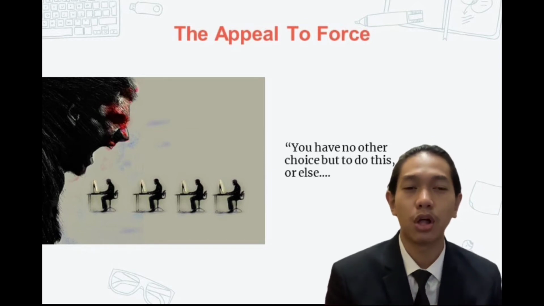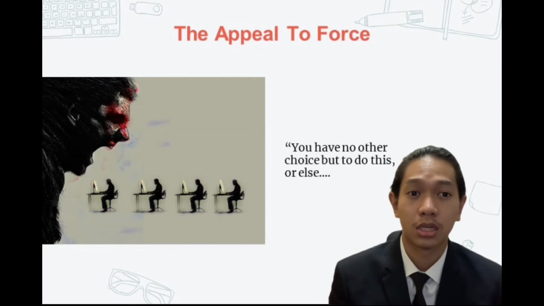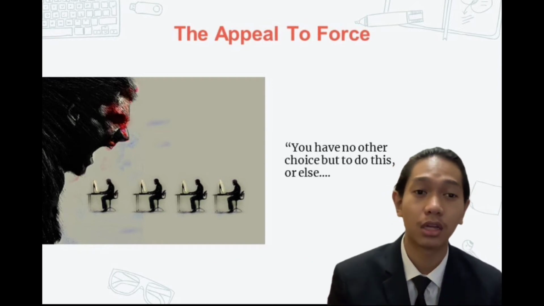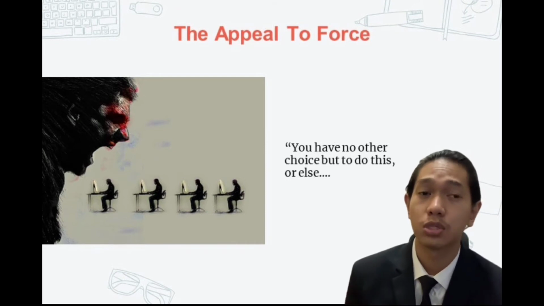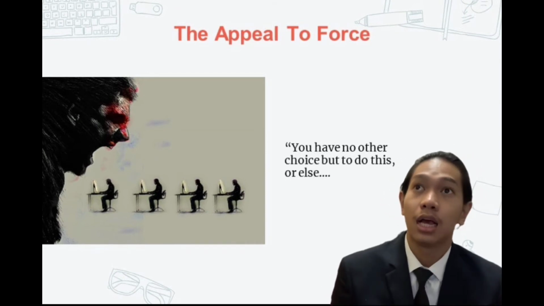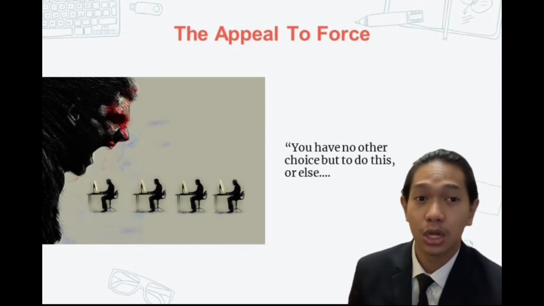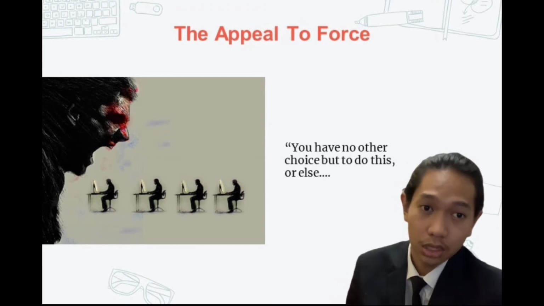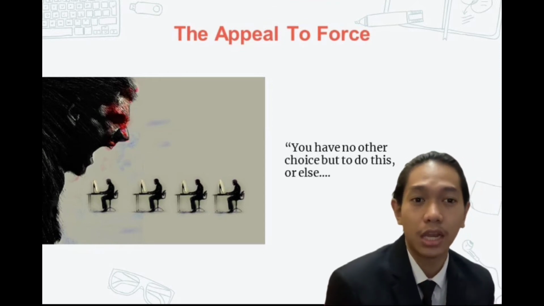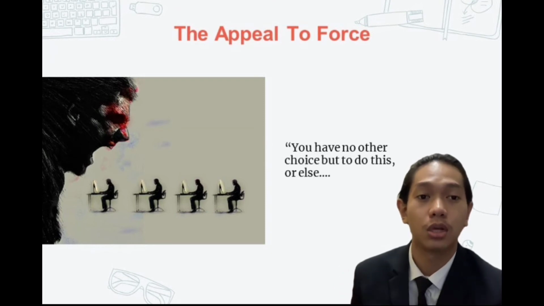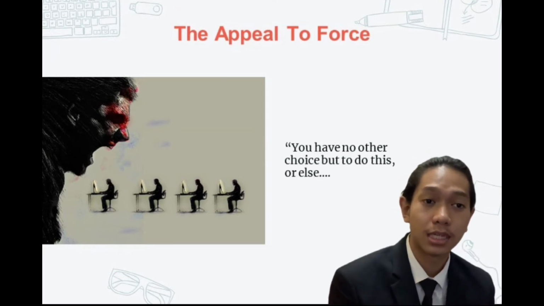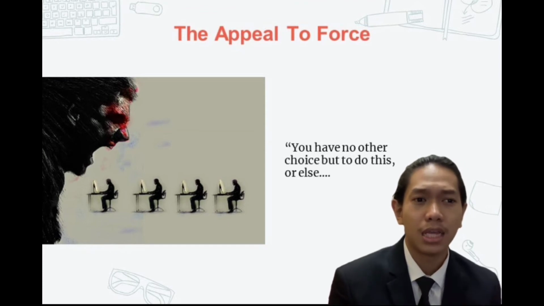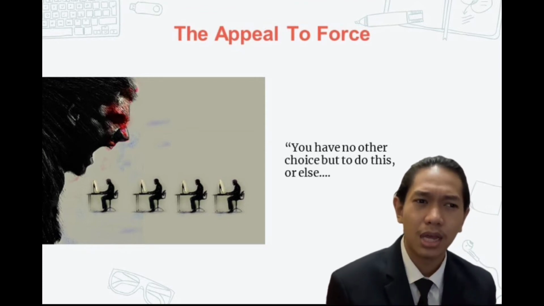Now the next fallacy is what we call the appeal to force, or as I would like to call it, the abuse of power. It is also known as the argument of the cudgel. This fallacy occurs when someone implicitly or explicitly threatens the listener or the reader as a justification for accepting their conclusion. In other words, the reader or listener does not have any other option but to accept the one and only conclusion. Or in simple terms, when force, coercion, or even the threat of force is used in place of a reason in an attempt to justify a conclusion.